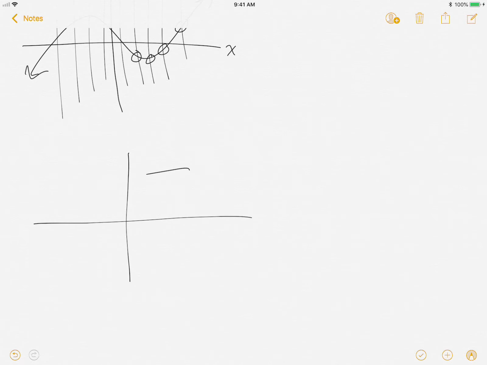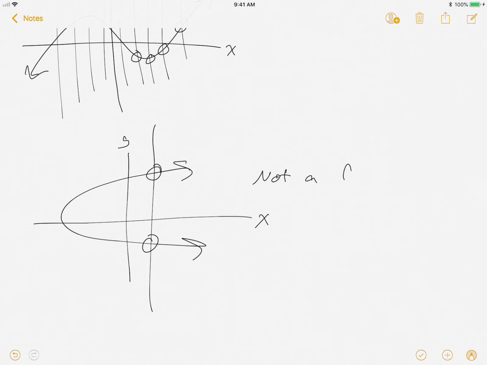Look at this guy. This is an example of a graph that's not a function, because anywhere along here I can draw a line that'll intersect it at more than one place. This one's not a function. And that's really all there is to it. Just look at it and say, is it a function or not a function?